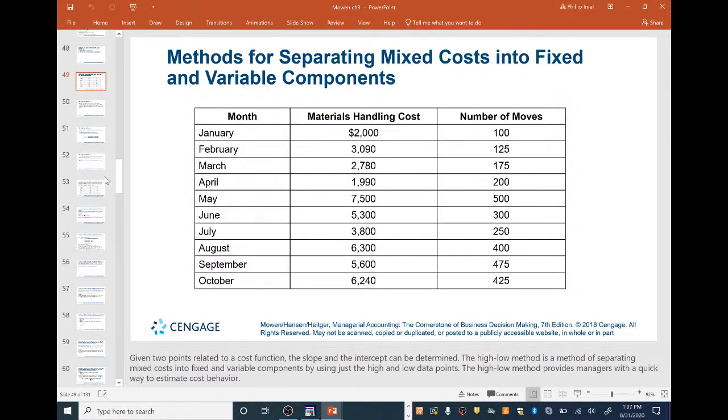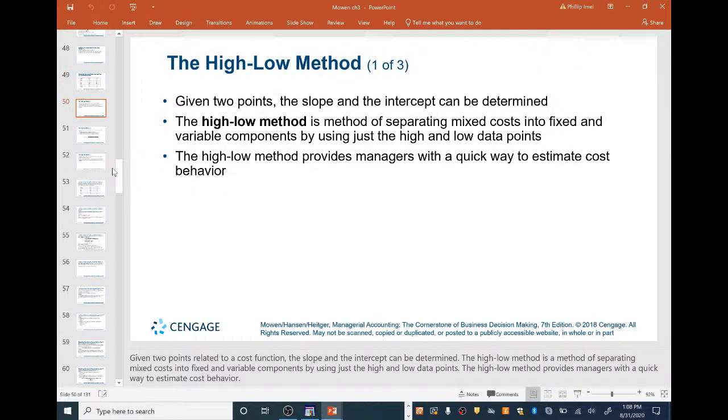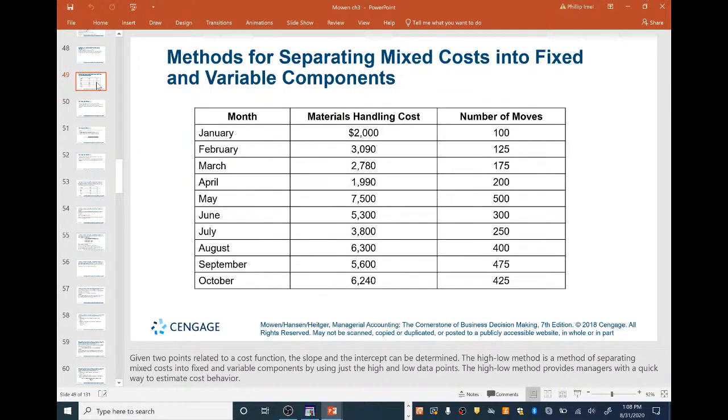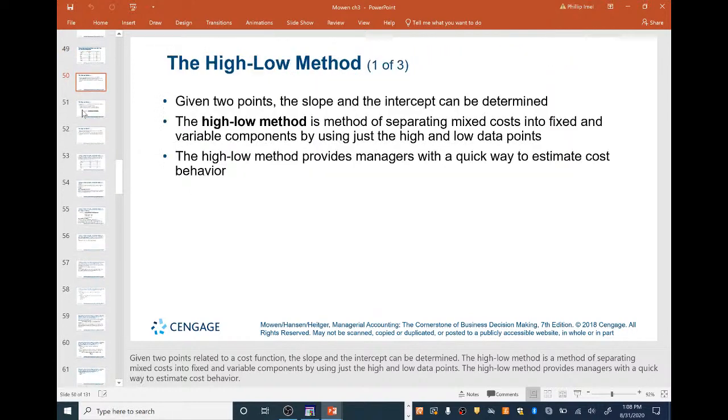Okay, let's talk about some other methods for separating mixed cost into fixed and variable costs. So once again, this is going to be some data given to us for the high-low point method. We're going to come back around to this data in a minute. So this is just how we're going to look at it. We'll have the month in which the data occurred, material handling cost, and number of moves or number of units. So once again, when you see something like this, that means we're about to use the high-low method.